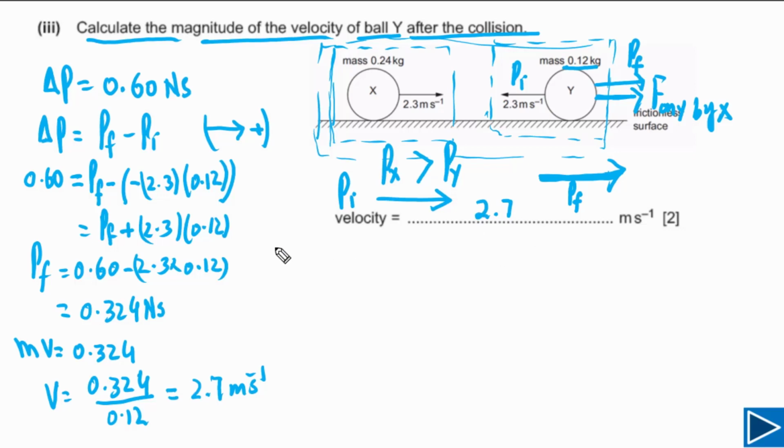This question has 2 marks. If you have got the final momentum right, you will get 1 mark, and this is the C mark.